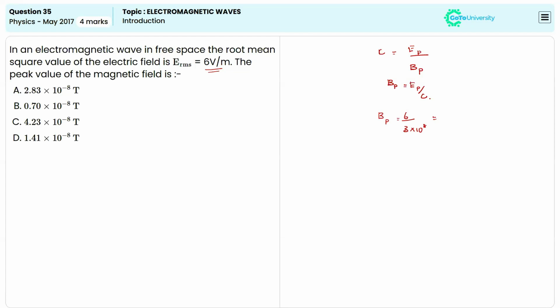But the value of E given here is the ERMS value, so from that we have to get the peak value. It's known that ERMS is nothing but the peak value divided by root 2. So when we calculate E naught, the maximum value, we can write root 2 times 6 divided by 3 times 10 to the power 8. When we simplify this, we get 2.83 times 10 to the power negative 8 with the unit of Tesla. So the correct answer here will be option A.